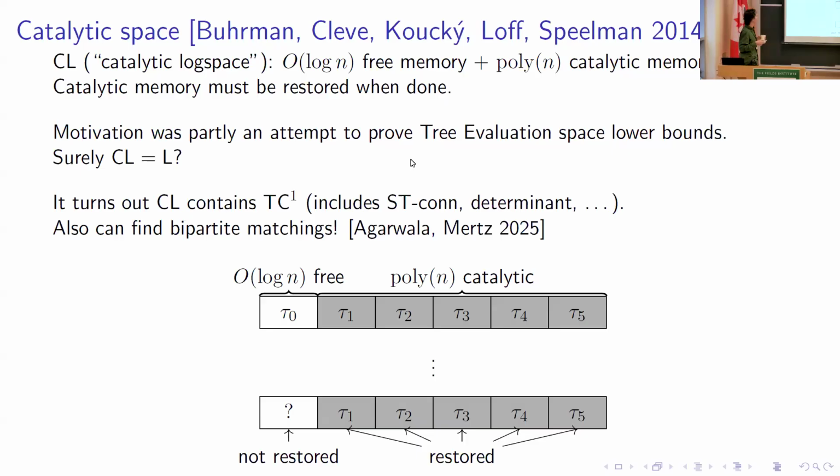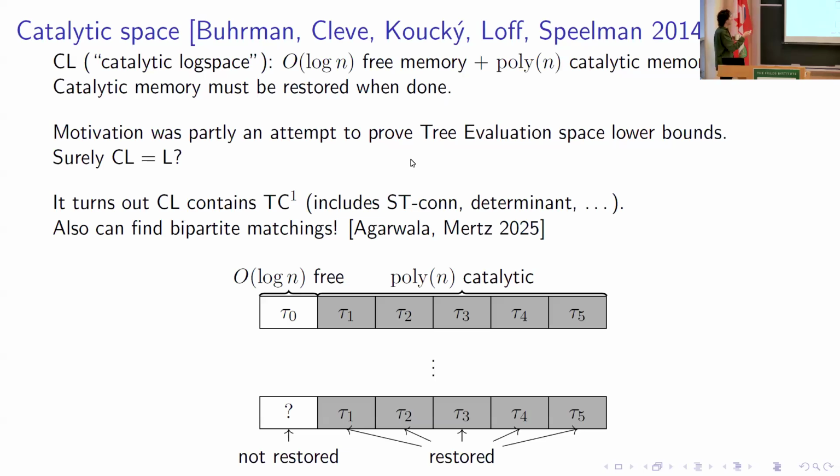So it turns out that catalytic log space contains this large class called TC1, which stands for log depth threshold circuits. And that includes all sorts of problems we don't know how to do in log space, like ST connectivity or computing the determinant of a matrix. And more recent results show that you can even find bipartite matchings with catalytic log space. And actually, this paper is what directly inspired Ian and me to try to come up with an algorithm to take advantage of these techniques.